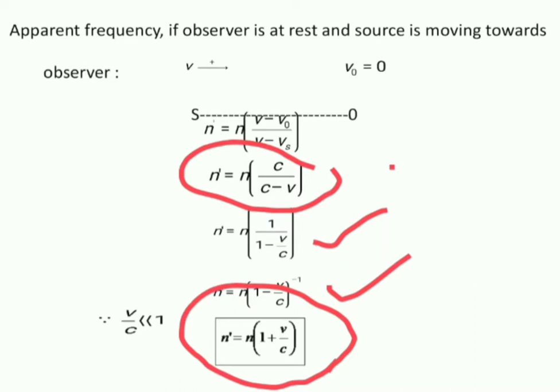So the answer for apparent frequency is going to remain the same, whether the observer is at rest and the source is moving towards the observer, or the source is at rest and the observer is moving towards the source. So this is called the symmetric nature of Doppler's effect in case of electromagnetic waves. It is different in case of sound, but the frequency remains the same in case of light.